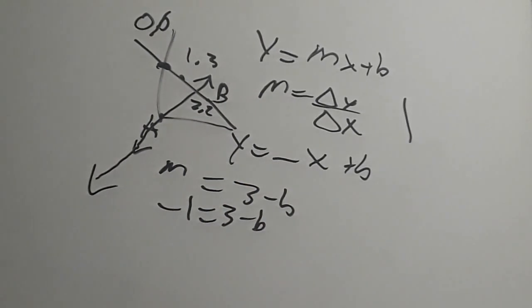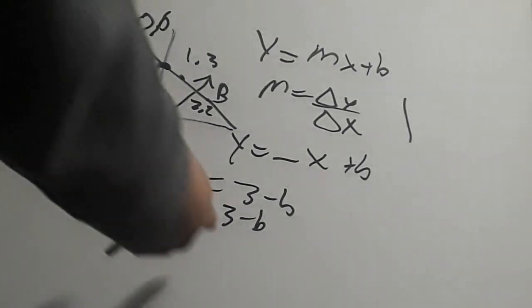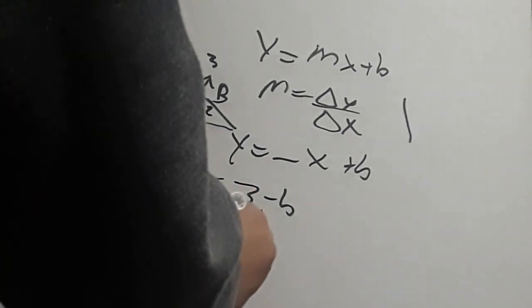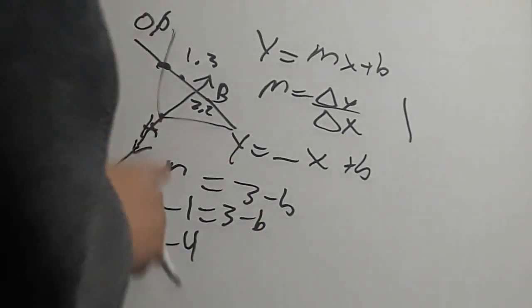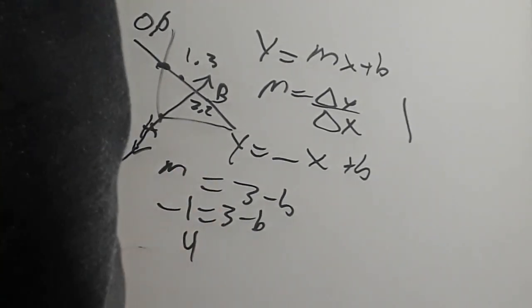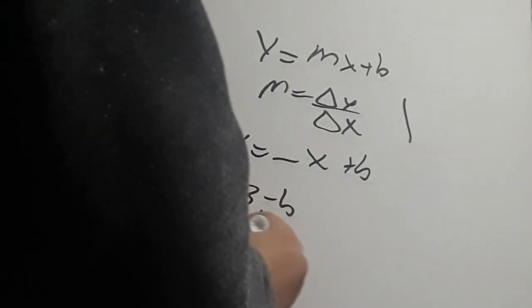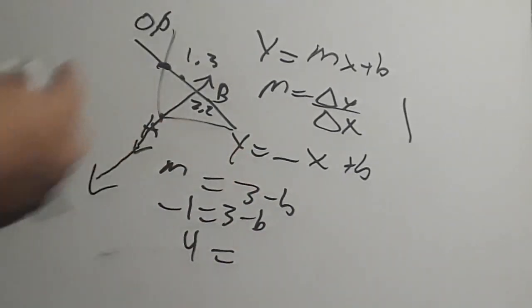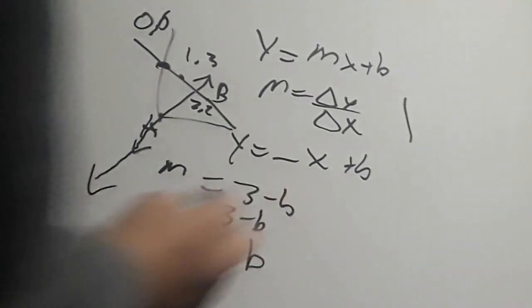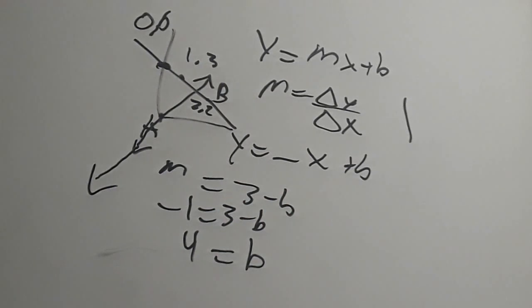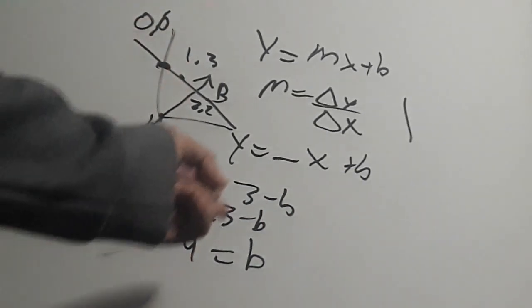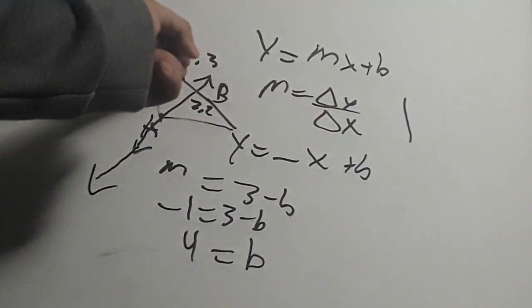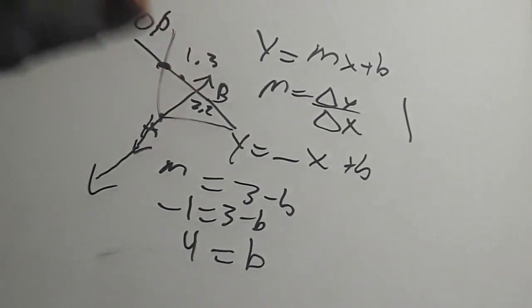And now, by basic arithmetic, all you have to do is minus 3, and then it's negative 4, or positive 4, whoopsie. Forgot that this was negative. If there are negative signs on both sides, just assume it's going to be positive. So b equals 4, and you can test this by plugging in the x values, and if you get that y value, then it works.